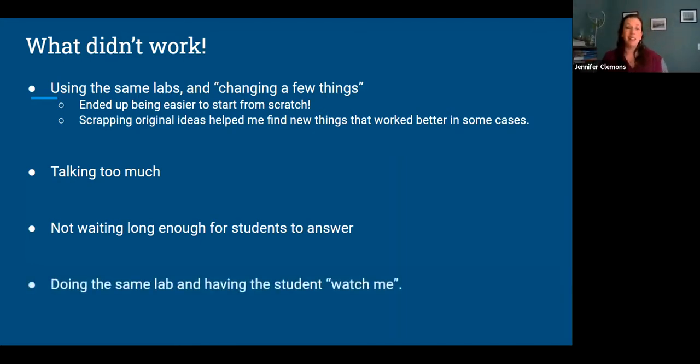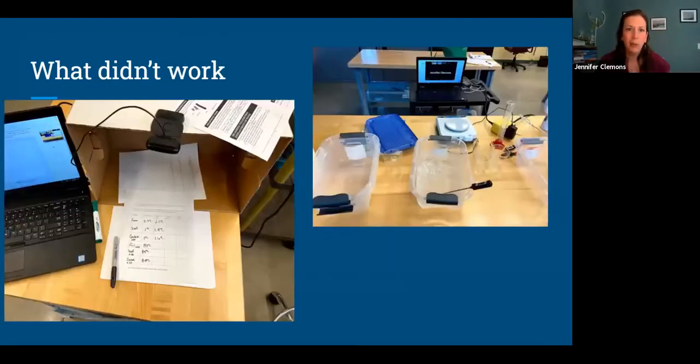And finally, the last thing that did not work for me at all was doing the same lab and having the student watch me. While the students weren't allowed to come on campus, I could go on campus. And so for some of the labs I thought, oh, I'll just do the same thing and the students can watch me. And that's my first example of what really didn't work.